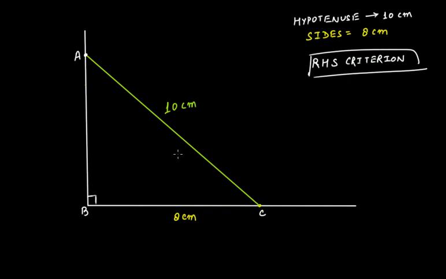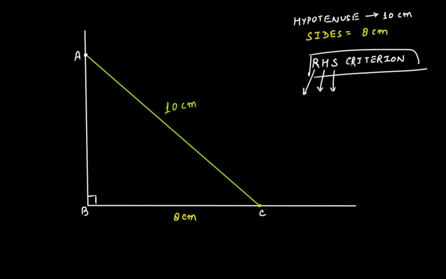That is, if two triangles are right angle triangles and the lengths of the hypotenuse are the same and one side is the same, then the two triangles will be said to be congruent, and this is the RHS criterion. R means right angle triangle: right angle, hypotenuse, and one of the sides.